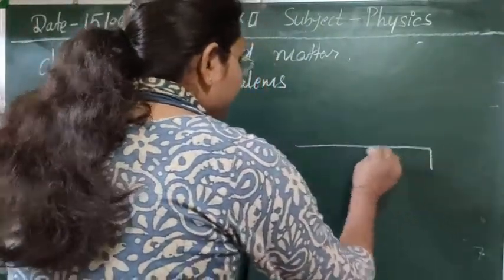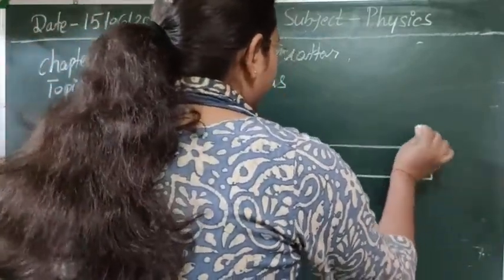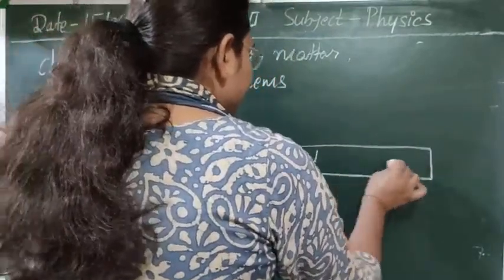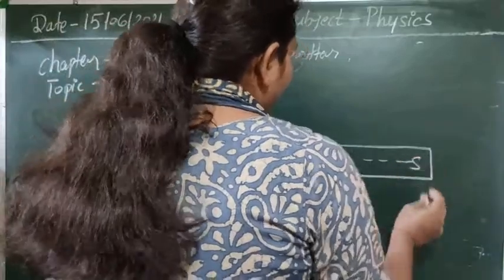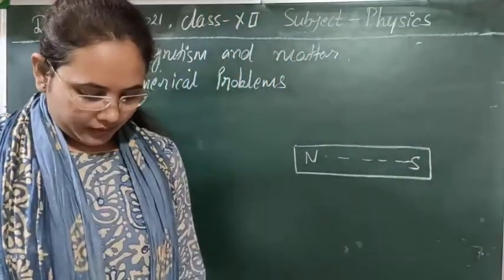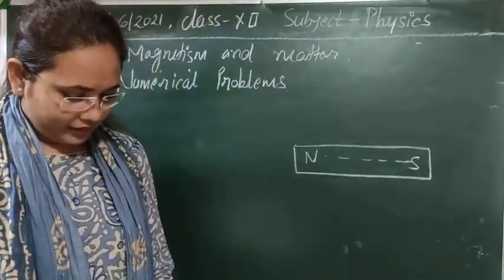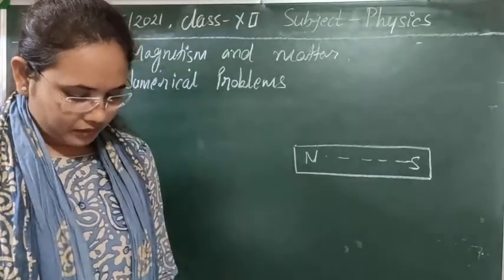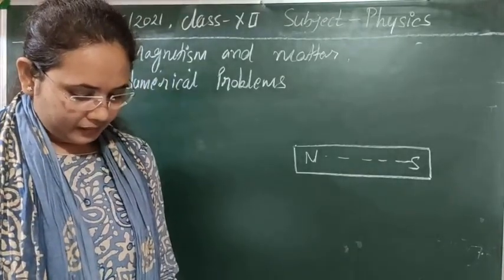So suppose this is our magnetic north-south direction, and if this is the north direction, this is south, then its axis is aligned along this one. Clear?